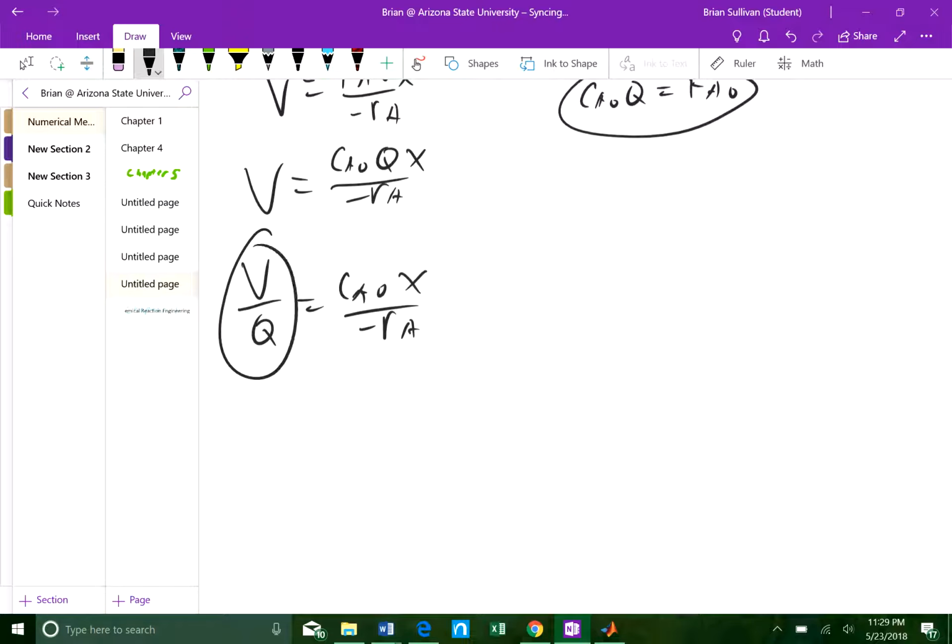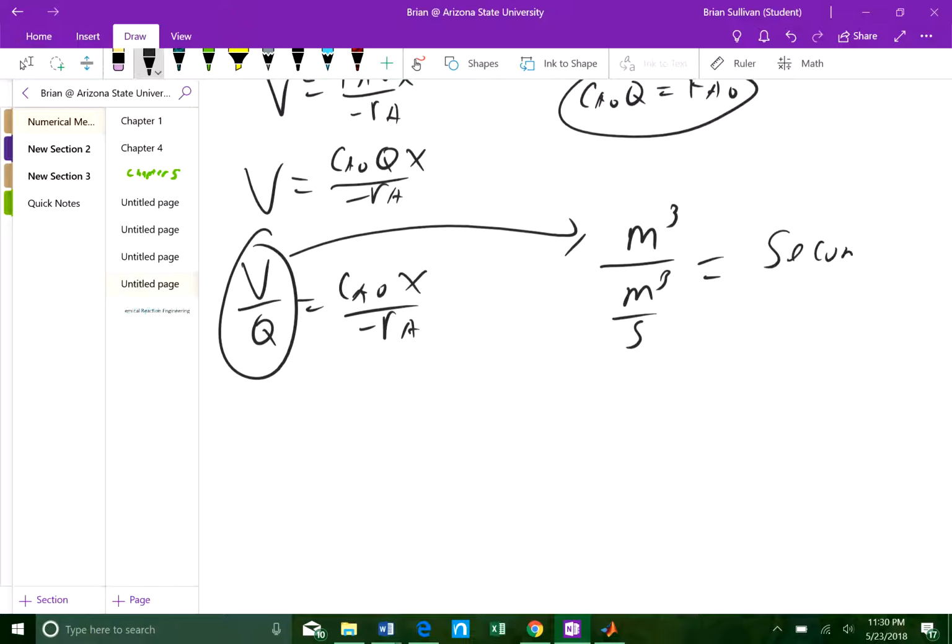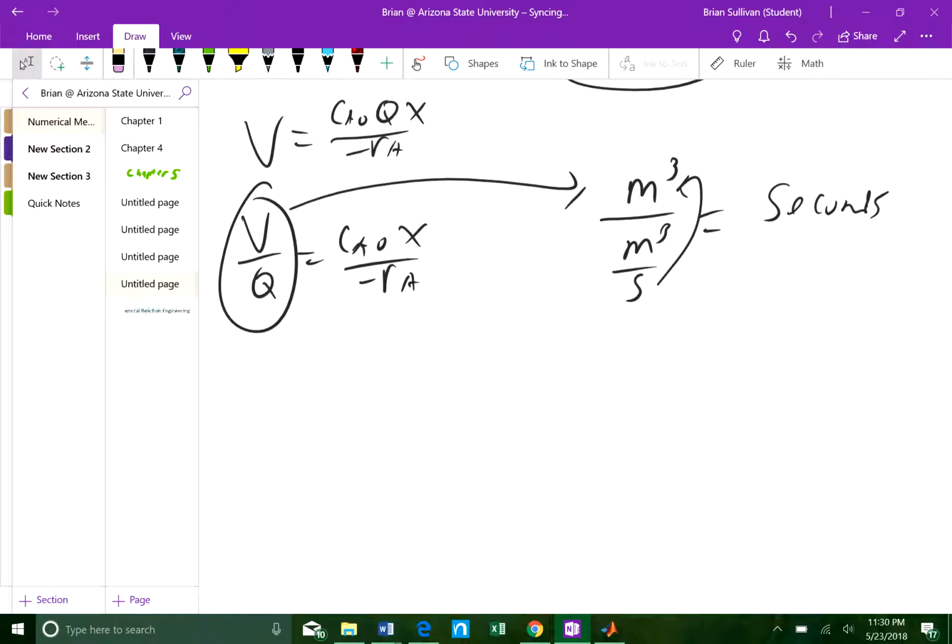So let's take it to the side and analyze the units of this, right? If we're using SI units, you're going to have meters cubed over meters cubed per second, and that's the same thing as saying seconds, right? So what does it physically mean? Because that's very important. If you divide it like that, it's telling you, based on the flow rate going in, how much time it takes to process 1 unit of volume, or 1 reactor volume.